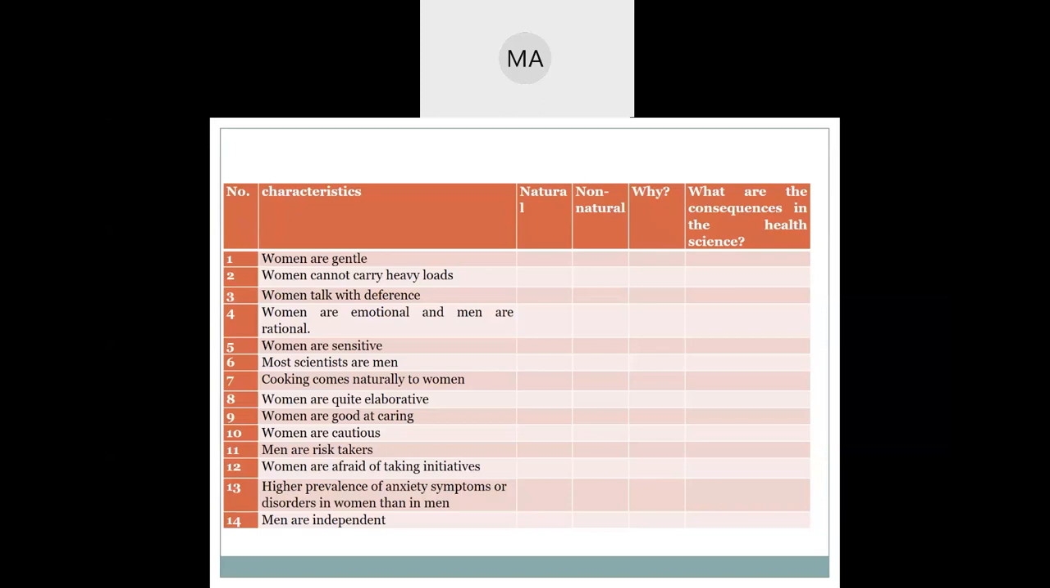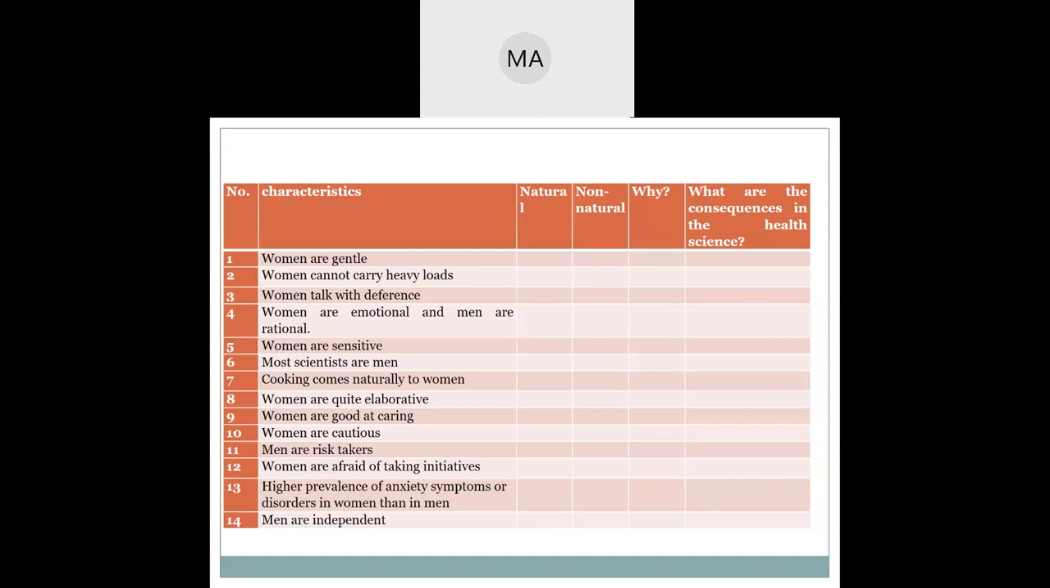So men are risk takers. This is also dangerous for the man, to take a risk all the time, which can put them in poor health conditions at the end of the day. And these are the points I want to raise, and are independent.